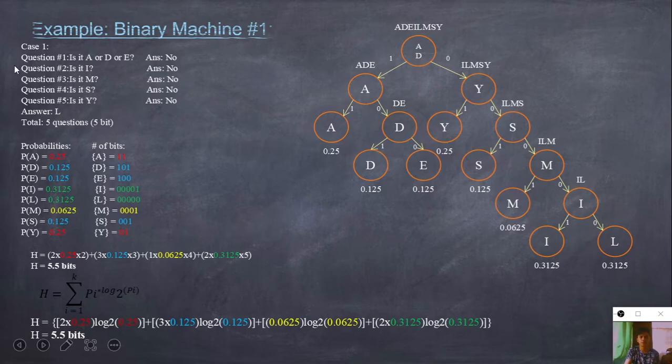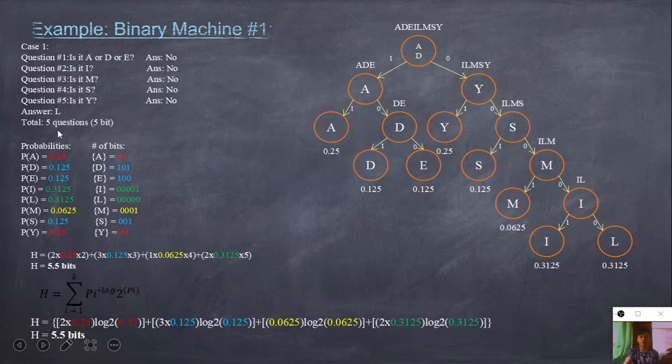So the answer is no. Question 2: is it I? Answer is no. Question 3: is it M? Answer is no. Question 4: is it S? Answer is no. And question 5: is it Y? Answer is no. So the answer is L, the same as in the first example.